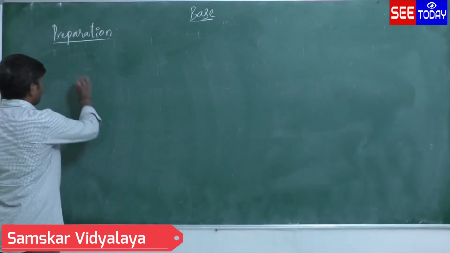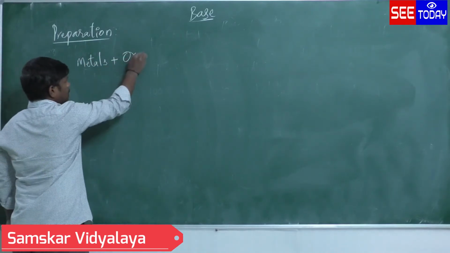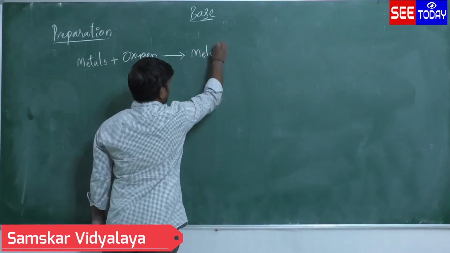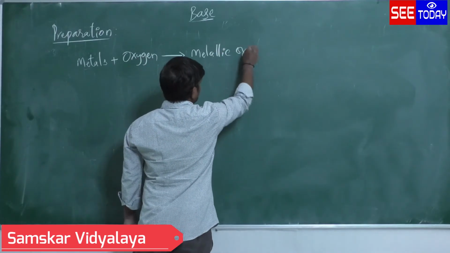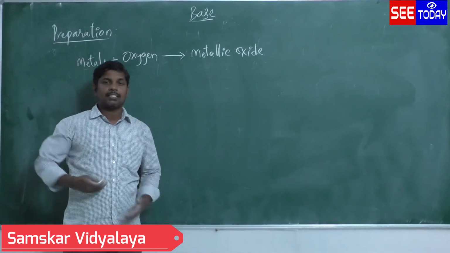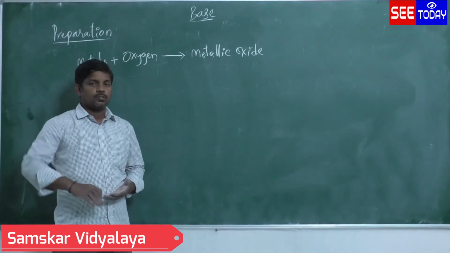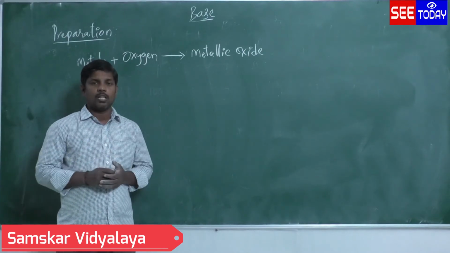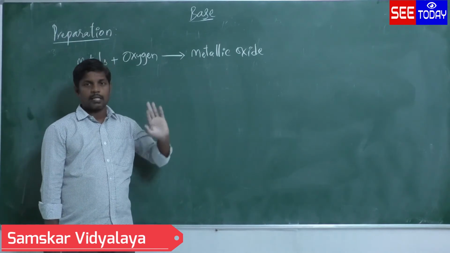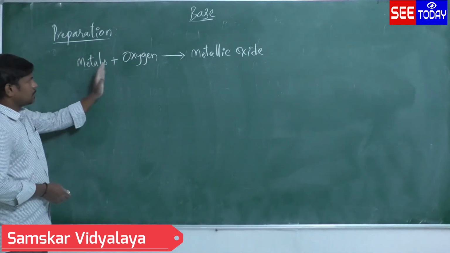Whenever these metals are allowed to react with oxygen, they will form metallic oxides. Just now we have said almost all metallic oxides act like bases. A few, like aluminum oxide, act like acids as well as bases; we call them amphoteric oxides. But mostly all metallic oxides act like bases. So here, metals react with oxygen.